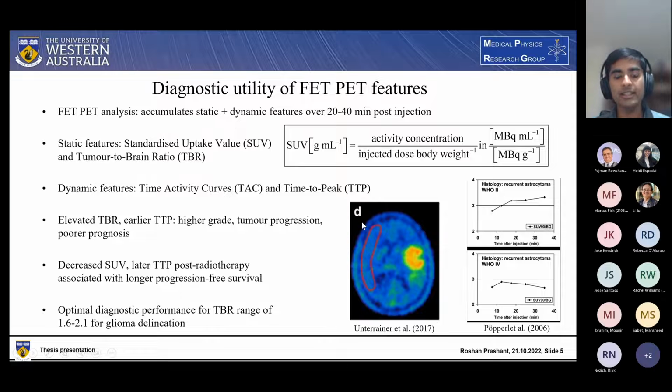astrocytoma. It has also been found that the optimal diagnostic performance of FET PET scans has occurred when the TBR threshold to distinguish tumor regions from normal cerebral tissue is set in between 1.6 to 2.1, and this is in the context of glioma delineation.